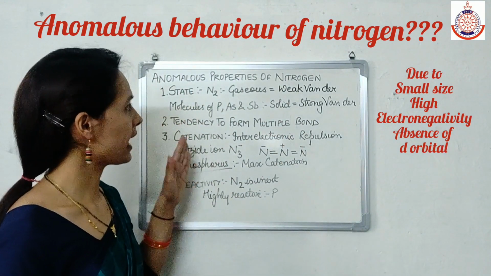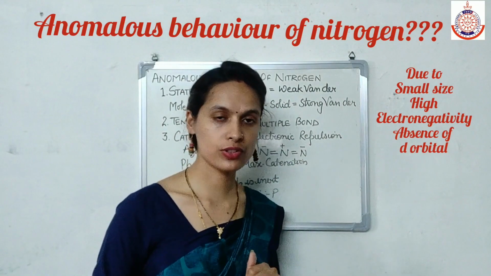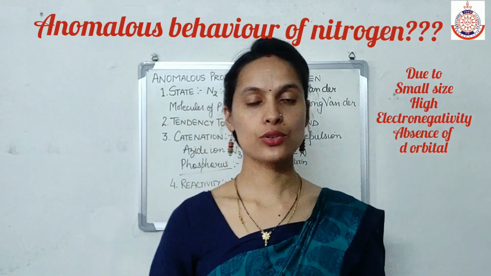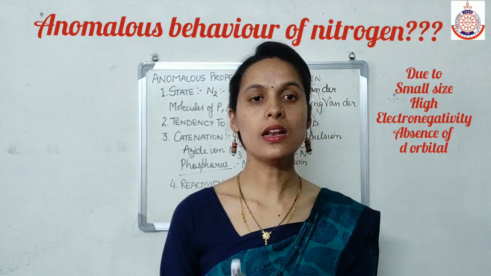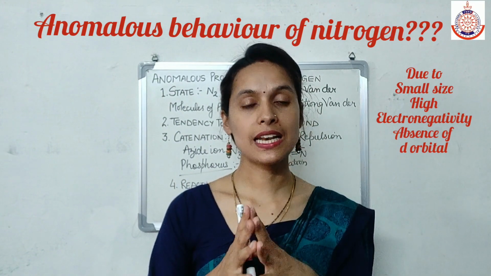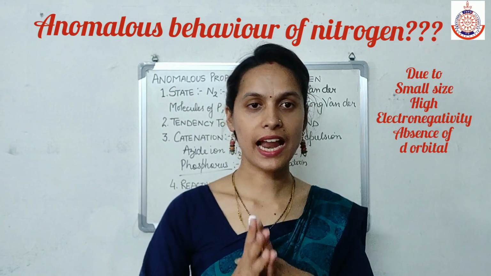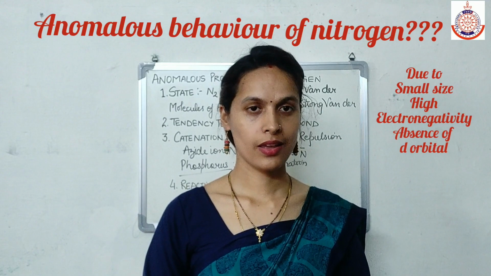So these are the anomalous properties of nitrogen, and these properties are due to the absence of d orbital, high electronegativity, large ionization enthalpy, and small size.